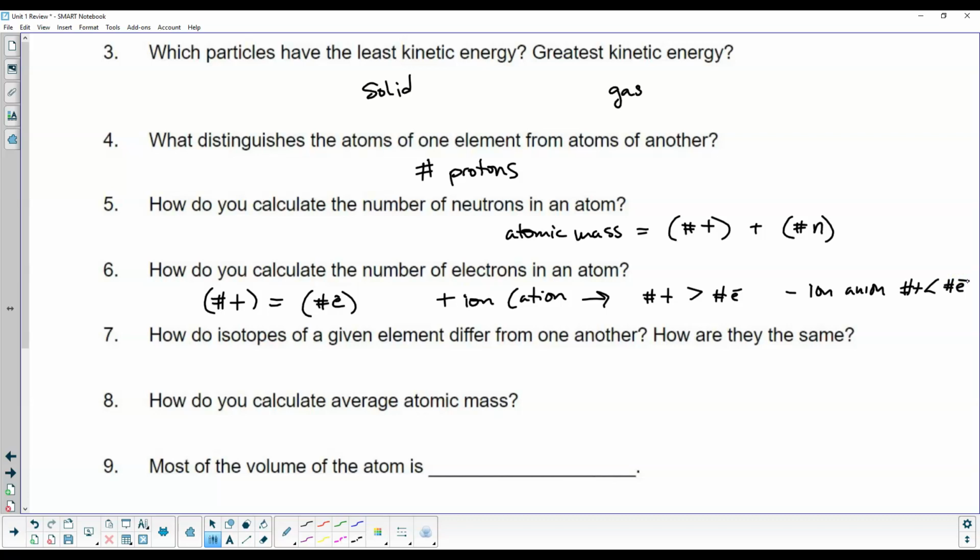Okay, so you just have to look, is the atom neutral? Is it an ion with a positive or negative charge? And that will tell you what you have to do with the electron number.